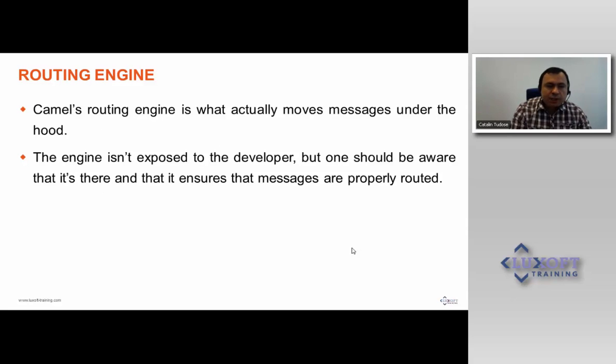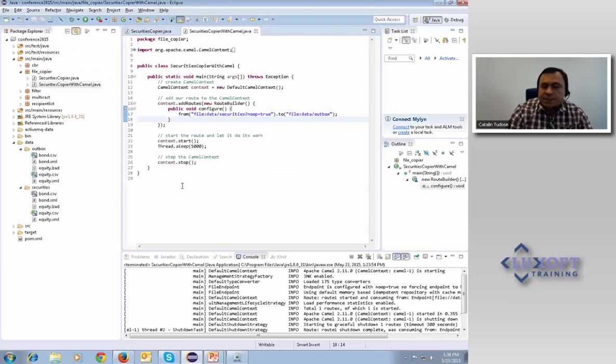What's behind everything here? It's the routing engine. KML has a routing engine that is the one that actually moves messages under the hood. You will not see it. You will just define your context and configure it by adding routes and everything you will need. But the engine itself is not exposed to the developer. You just should be aware that it is there and that it ensures that messages are properly routed. This is in the spirit of what we already know as the important inversion of control concept. You are just defining the behavior, and the routing engine will take care of everything.